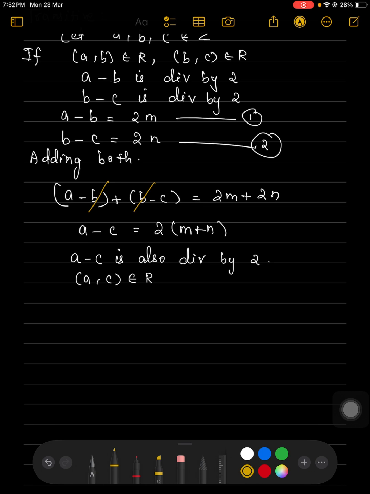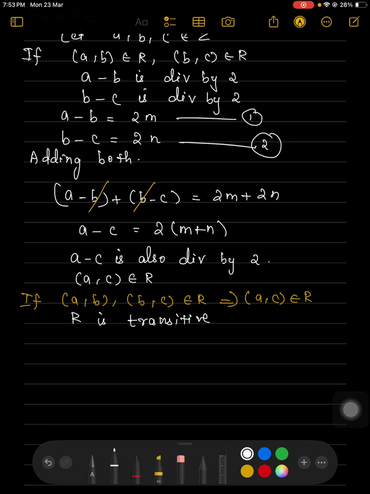Again, recall the definition. If (A,B) and (B,C) are in R, then we say R is transitive. Hope you remember what this relation is, equivalence or not. I get all three parts: reflexive, symmetric, transitive. All three are true, hence the relation R is an equivalence relation.